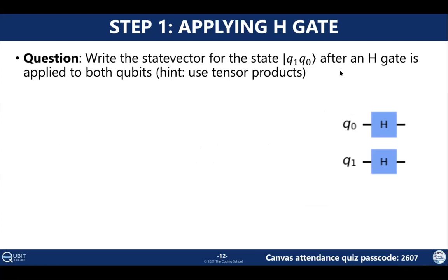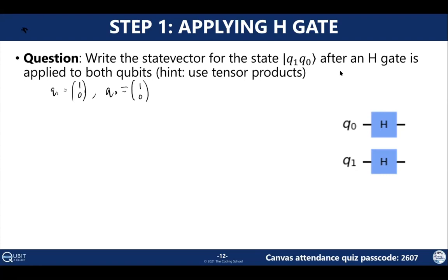So the first step is to write the state vector for the state Q1, Q0 after a Hadamard gate is applied to both qubits. And we'll assume in this case that both qubits start out in the 0 state. So Q1 is equal to 1, 0, and Q0 is equal to 1, 0.